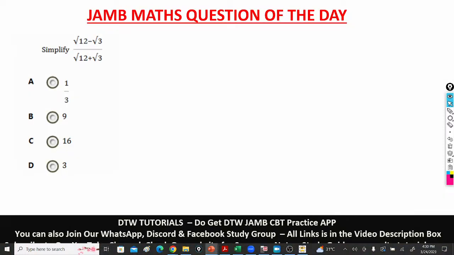Okay, so I have a question for today, on mathematics, JAMB maths. It says simplify this. So this is surds.